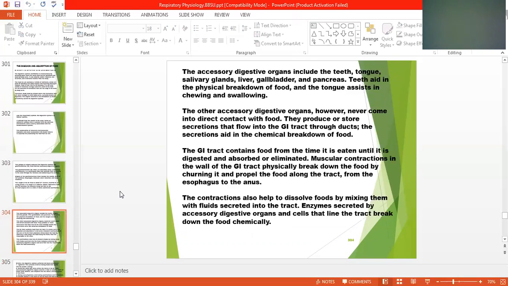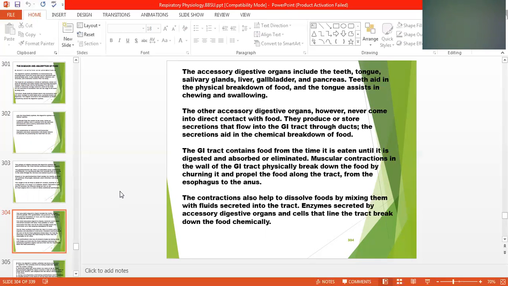The accessory digestive organs include the teeth, tongue, salivary glands, liver, gallbladder, and pancreas. Teeth aid in the physical breakdown of food, and the tongue assists in chewing and swallowing. The other accessory digestive organs, however, never come into direct contact with food. They produce or store secretions that flow into the GI tract through ducts. The secretions aid in the chemical breakdown of the food, which is necessary for absorption.